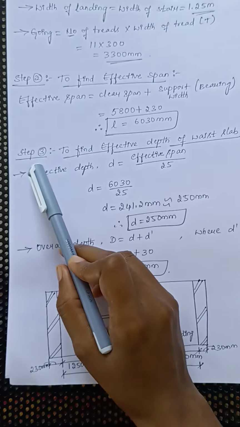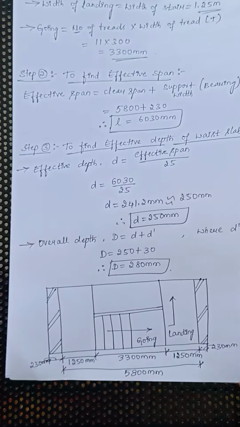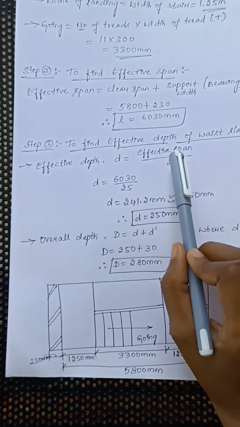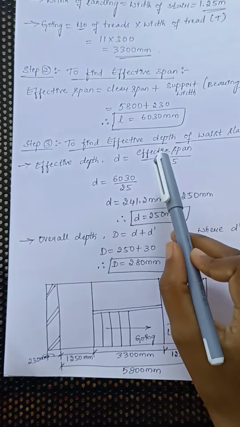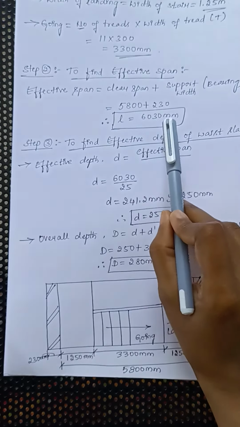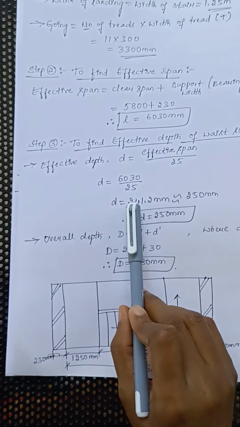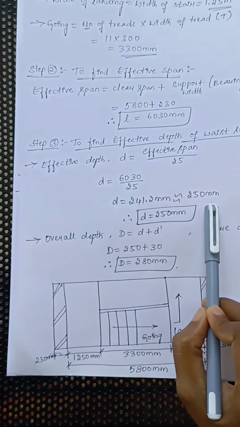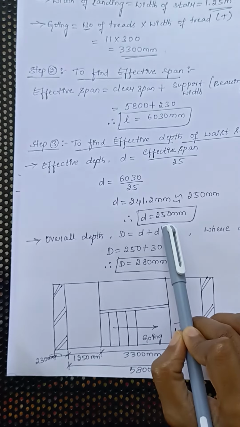Moving to step number 3. In step number 3, we have to find the effective depth of the waist slab. To find that, we have the formula: effective depth is equal to effective span divided by 25. We are adopting the ratio of effective span to effective depth as 25 here. Now we got the effective span length as 6030. Let us keep the value here and divide it by 25. So we will get an effective depth of 241.2, approximately consider it as 250 mm. So this is the value of effective depth of the waist slab.